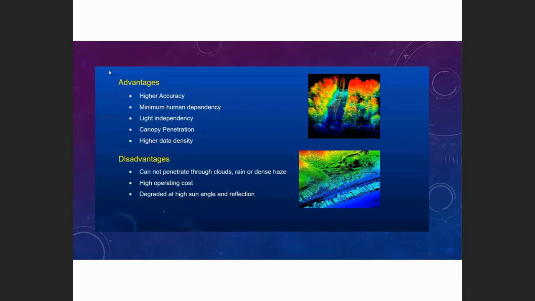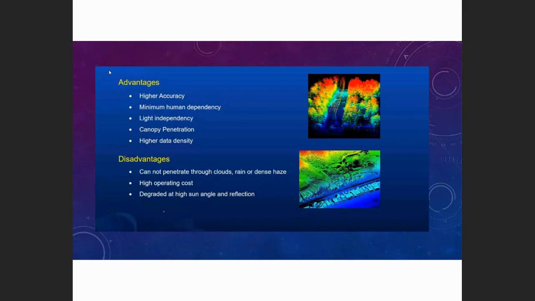So that is the reason for forestry, and in some cases agriculture. People are using LiDAR technology to understand the canopy structures. It has higher data density, and the higher the density of data, the better the quality of the image you will get in terms of DEM or DTM.